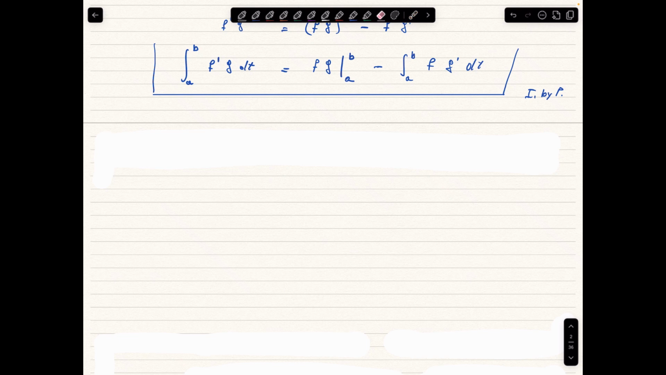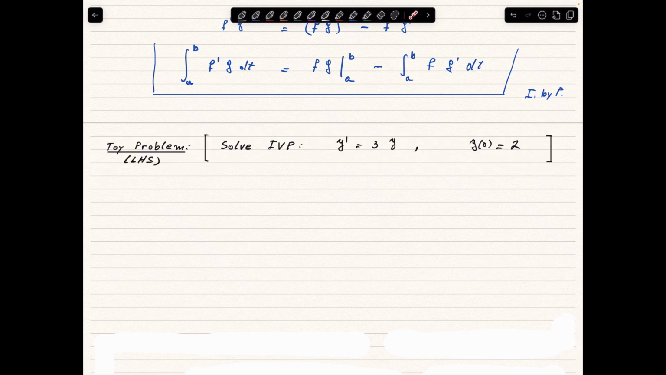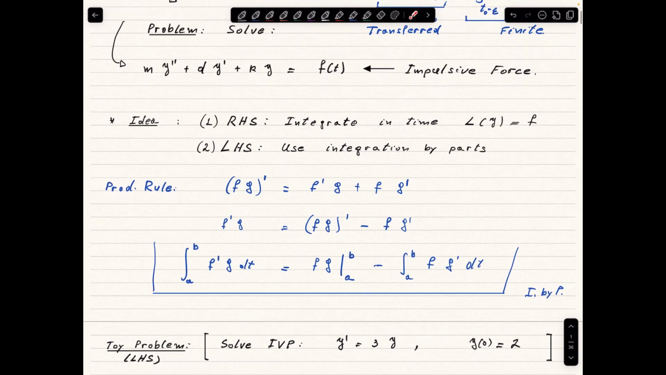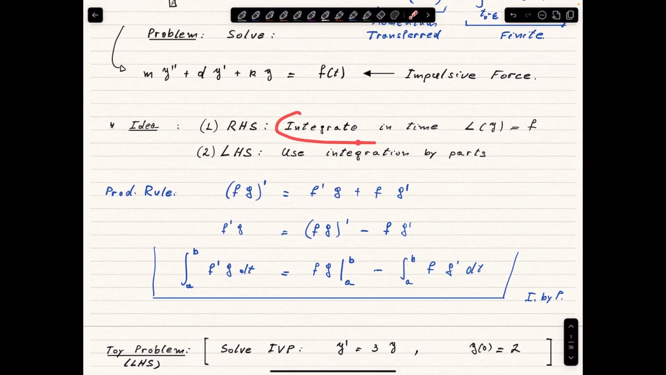So again, let's focus on the left-hand side and let's simplify the left-hand side with just one derivative. We are going to move this term pretty soon to the other side. No impulsive forces. Suppose we want to solve an initial value problem, a very simple initial value problem with some initial condition. And the way we want to solve it is to somehow integrate in time the whole equation.